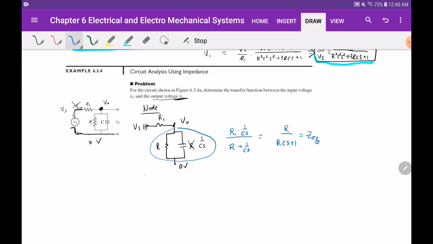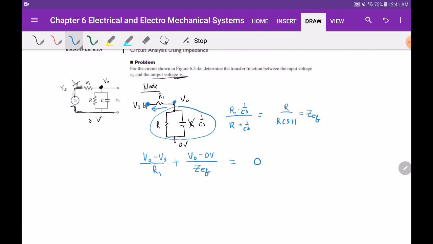So now you have V out minus Vs. What is this? It's the voltage difference between these two points, divided by R1, which gives you the current going out of that node to the left. Plus now you do the same thing, V out minus 0 volt divided by the impedance, your C equivalent. I was a little scared to write all that stuff. Oh, it's not so bad actually. That's equal to 0.